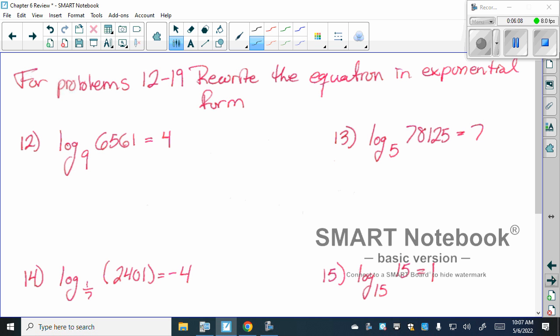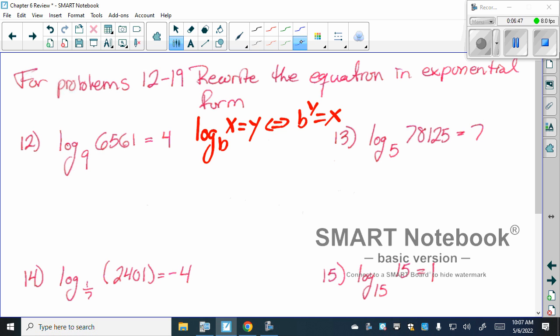All right, 12 through 19. Rewrite each equation from logarithmic to exponential form. Now, the way we went over this first was we stated that log base b of x is equal to y if and only if b to the y is equal to x. And we went through switching it from one form to the other, and a lot of it just seemed like a whole bunch of magic that we can switch from one to the other, and it worked just fine.